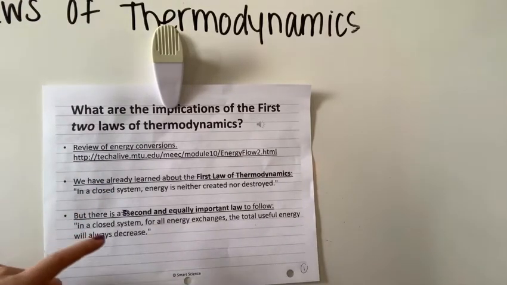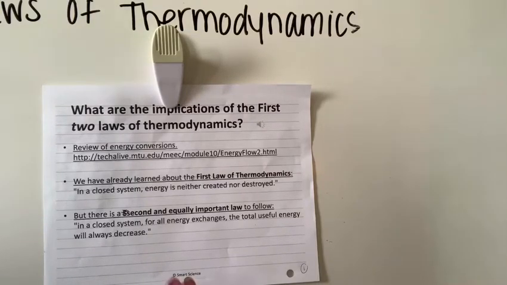So there is also a second and equally important law to follow with thermodynamics. And this says that in a closed system, for all energy exchanges, the total useful energy will always decrease.